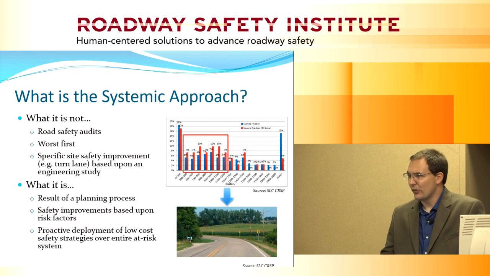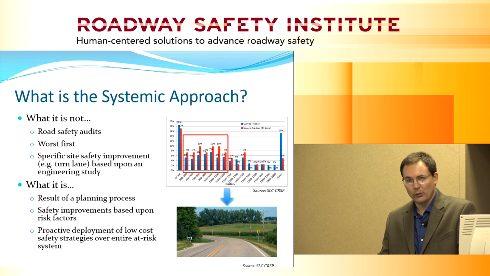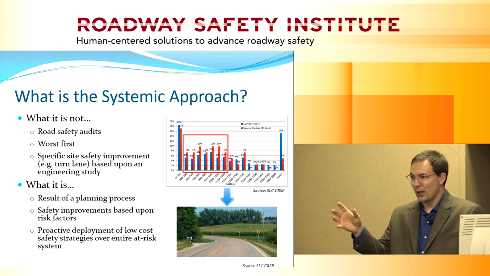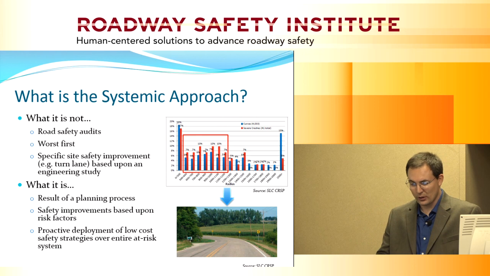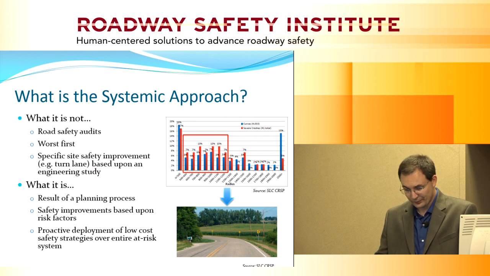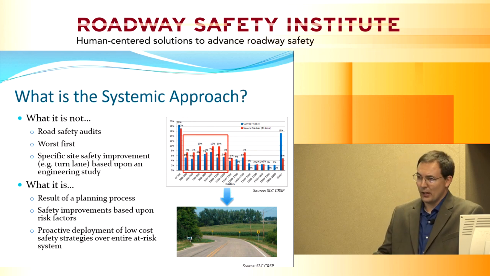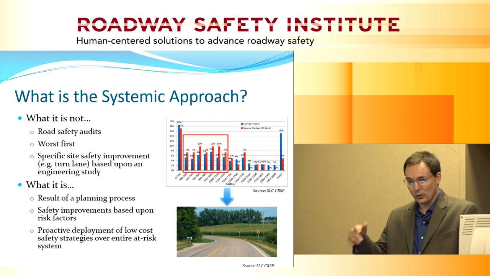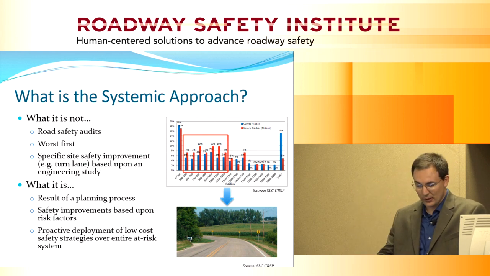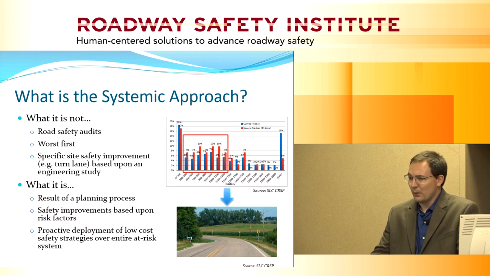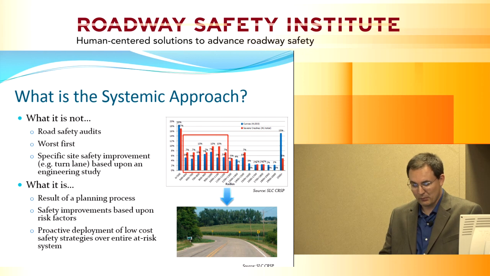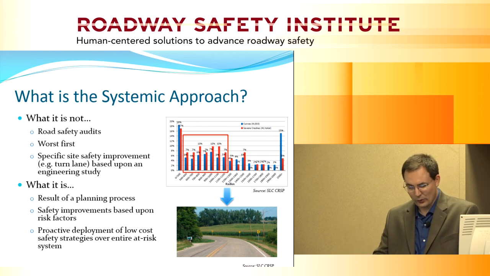What it is not. The systemic approach is not road safety audits. That's where you look at specific locations, maybe a high traffic corridor, a series of intersections, whatever the case is, but it's a specific location that you're looking at with an abnormal number of crashes and you're trying to identify what's going wrong and what do we need to do. It's not worst first, where we simply say, let's rank all of our intersections by total crashes, or severity rate, or crash rate, or whatever metric, and then pick off the ones from top to bottom. And it's not a site-specific improvement program where you use engineering studies to identify those locations that have problem areas, but then suggest improvements like turn lanes and those sorts of things.